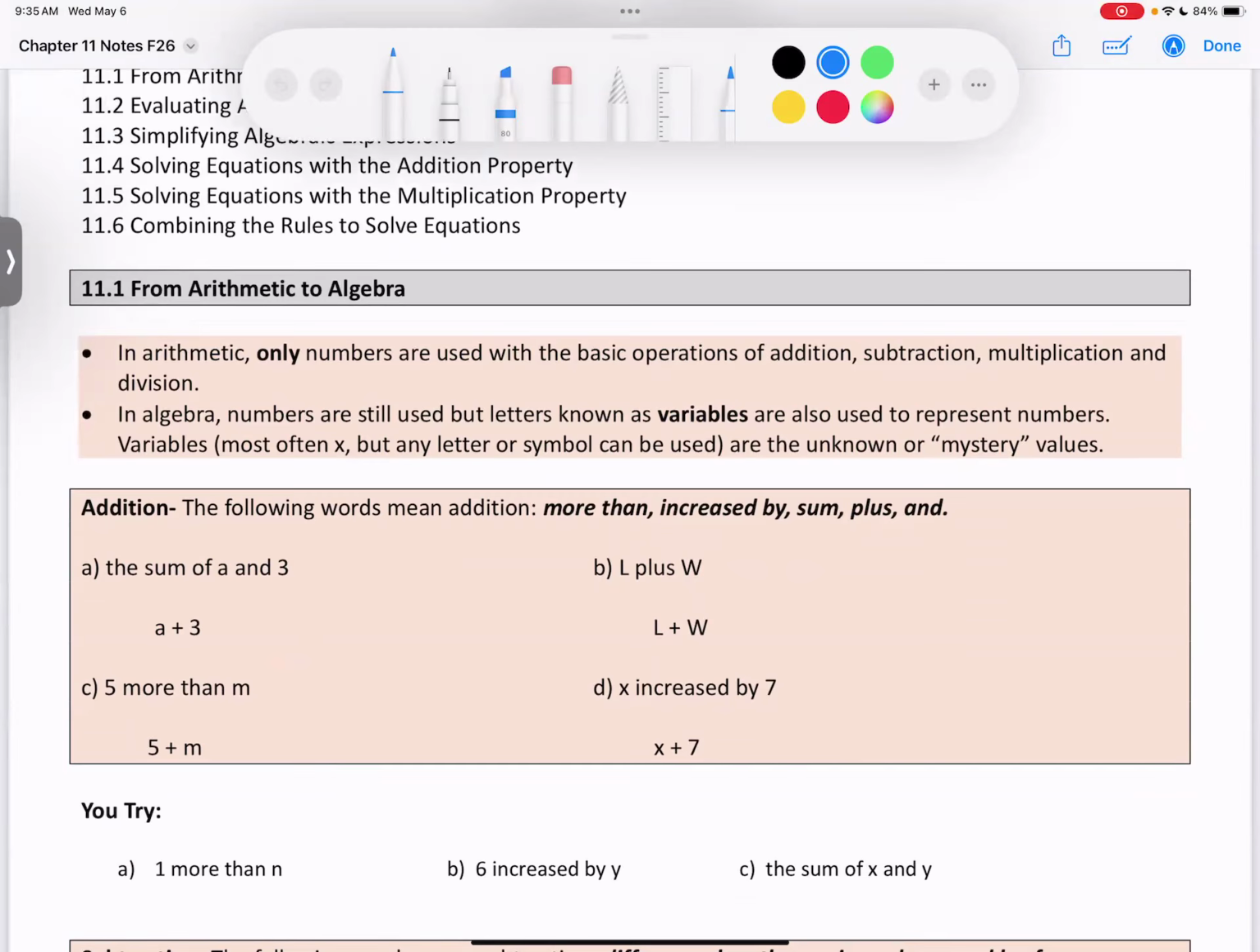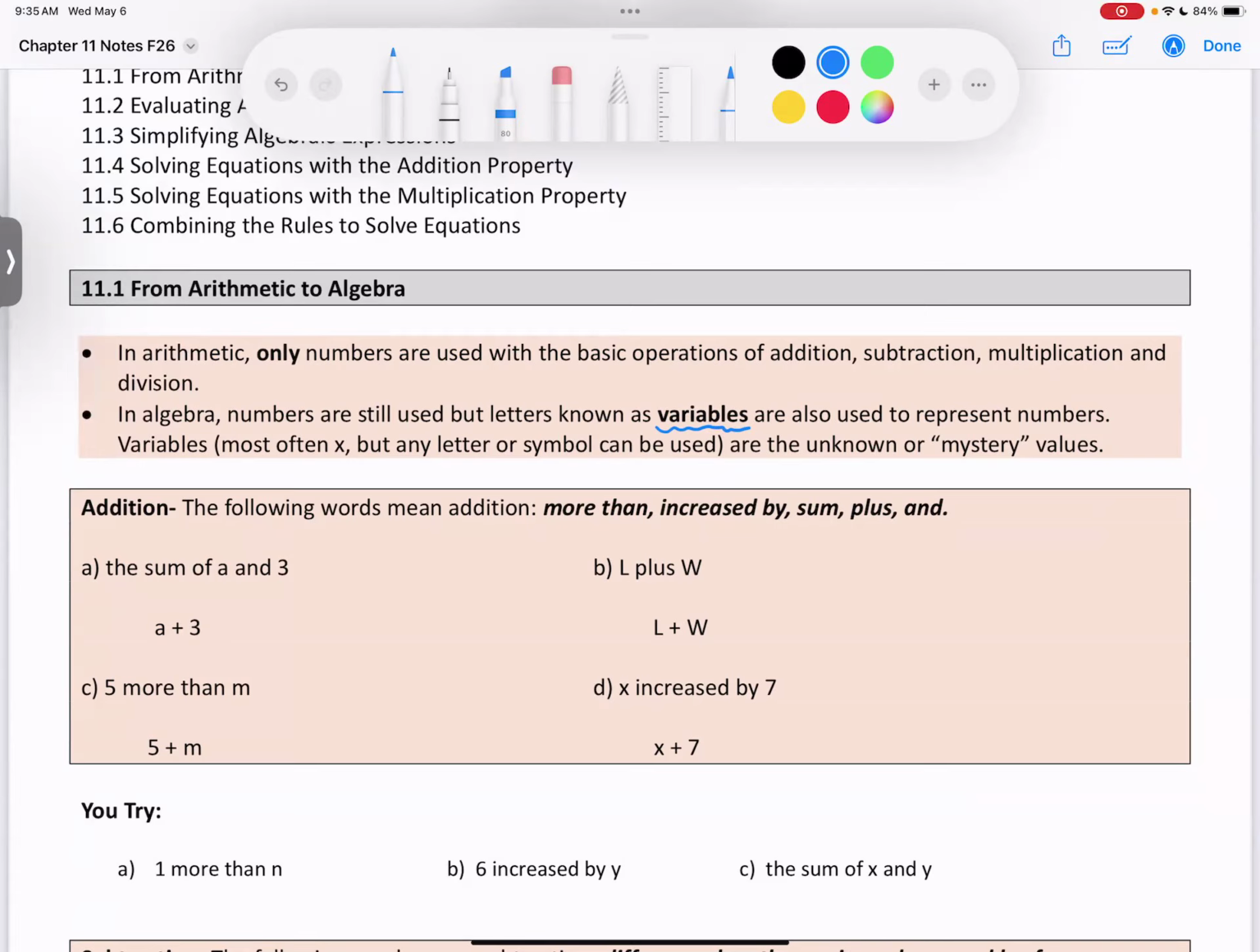going to use. So in arithmetic, we're only using numbers and we're adding, subtracting, multiplying, and dividing those. In algebra, we're still using numbers, but letters known as variables are also being used. So you can think of a variable as a missing number. Often it's an X, but any letter or symbol can be used, and it's your unknown value. It's called a variable because it could change values and you would still have that equation or expression.